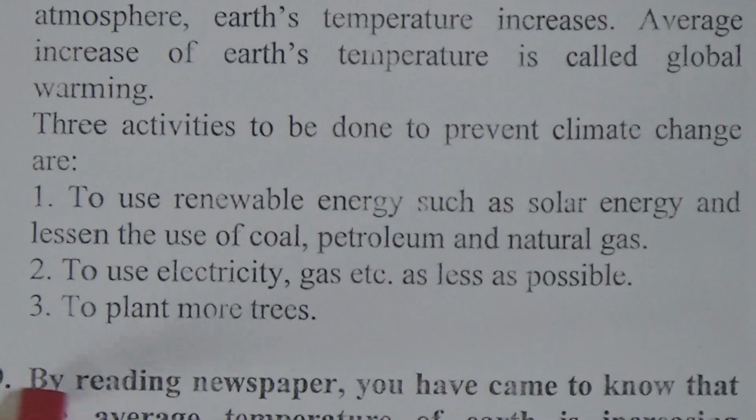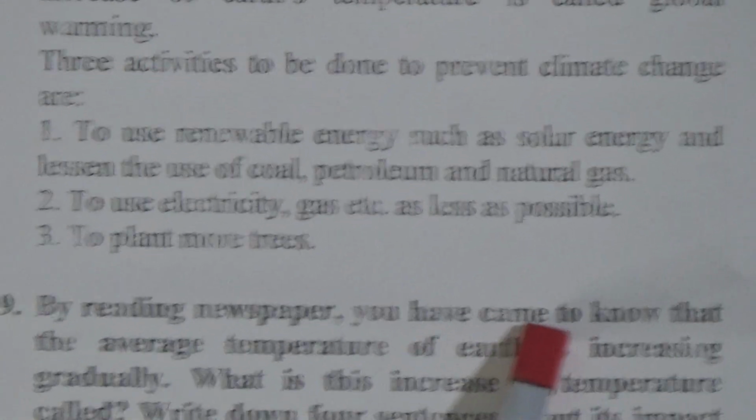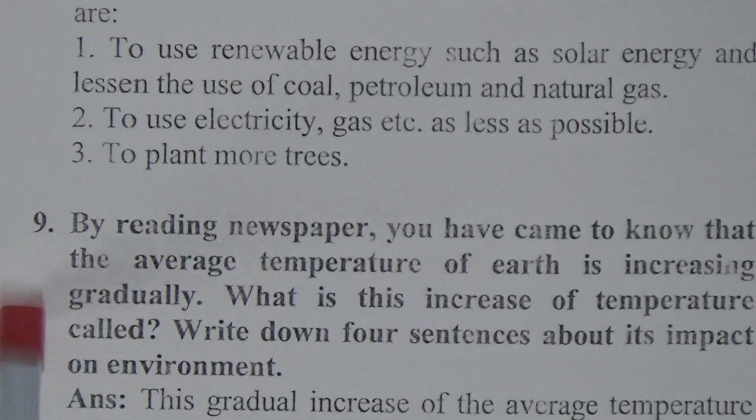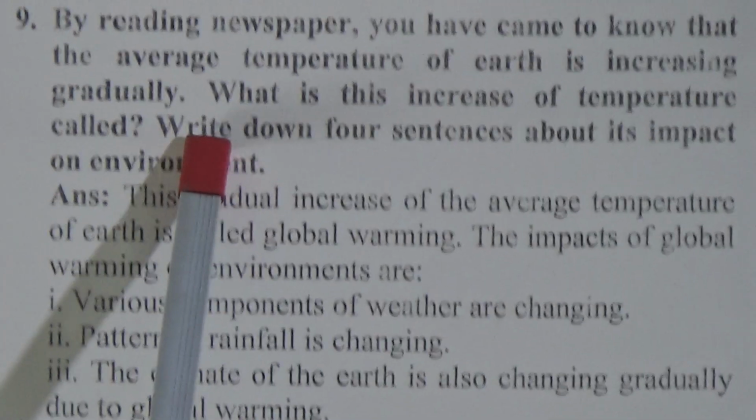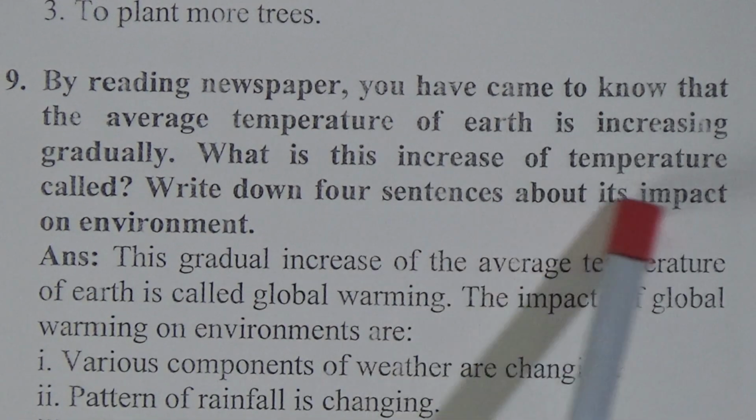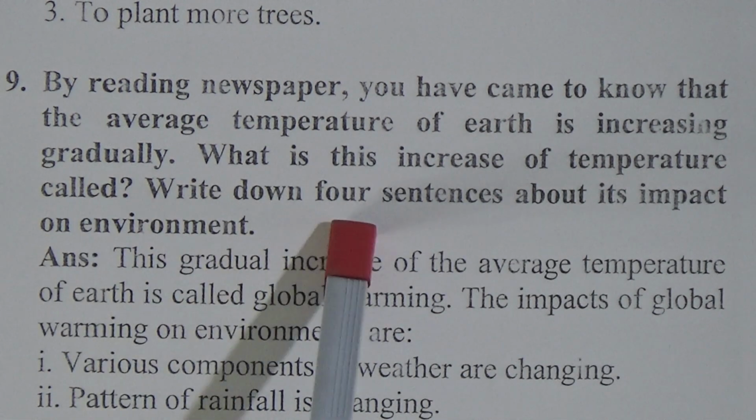Question number 9 is, by reading newspaper you have come to know that the average temperature of Earth is increasing gradually. What is this increase of temperature called? Write down 4 sentences about its impact on environment.